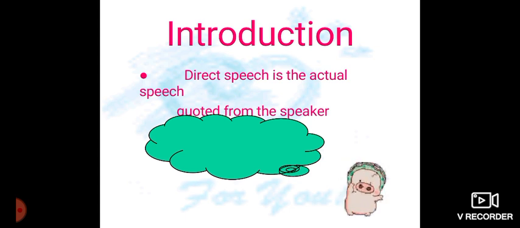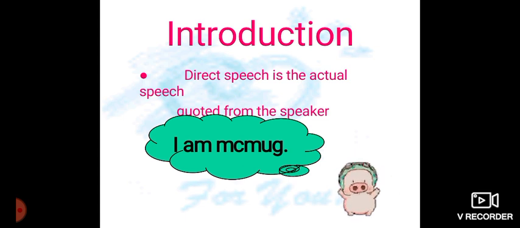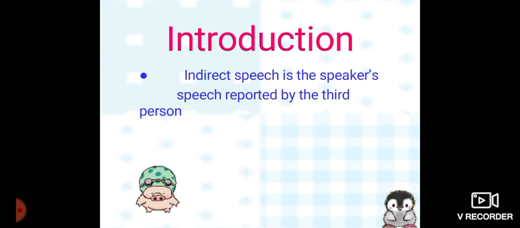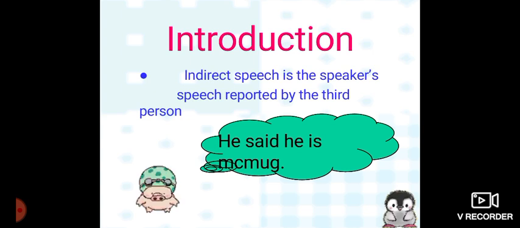Here we have one example: I am Macbeth. In this sentence, I am Macbeth, these are the direct, actual words of a speaker. Next, we are going to see indirect speech. Indirect speech is a speaker's speech reported by a third person. When indirect speech is used, the writer will share the main points of what someone has said without writing exactly what they said in full. No speech punctuation like inverted commas is used for indirect speech. So here is the example: in direct speech, I am Macbeth. We transfer that into indirect speech as: he said he is Macbeth.